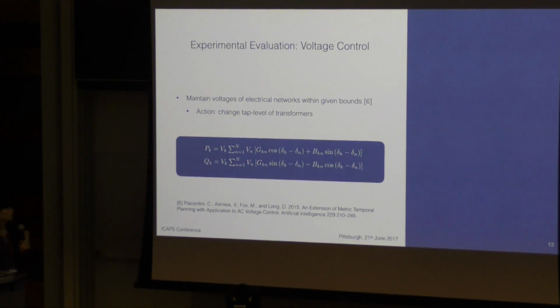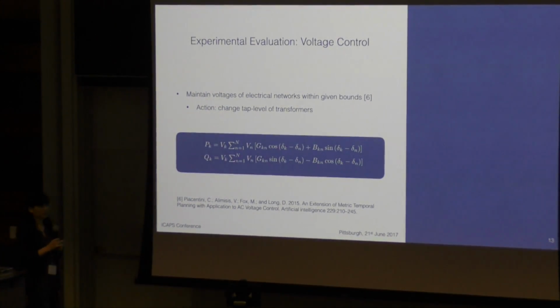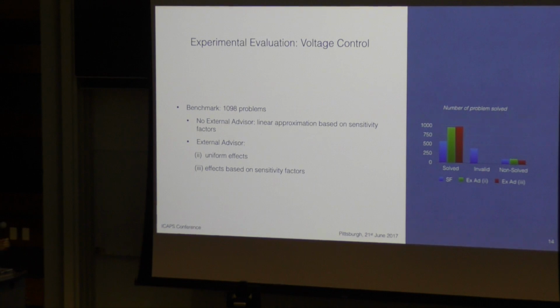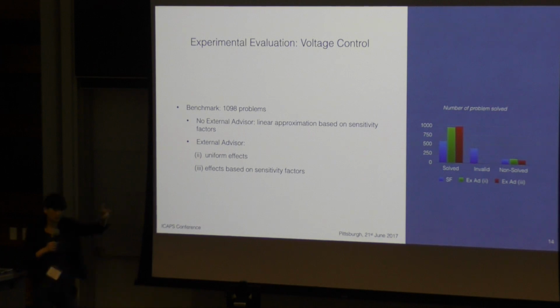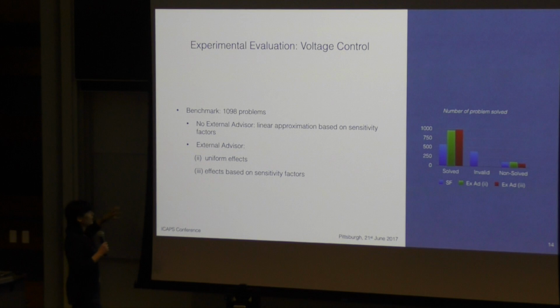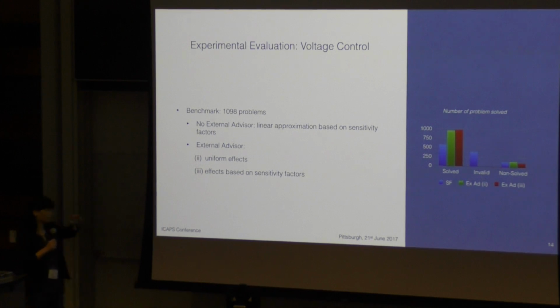The third domain that we consider is the voltage control problem, where basically we have an electrical network and we want to maintain the voltage of the elements of the network within given bounds, and these are the power flow equations that we need to calculate with the external solver. And we consider, in this case, basically uniform effects with the distinction between increases and decreases, and again the approximation based on linear approximation calculated in the initial state.